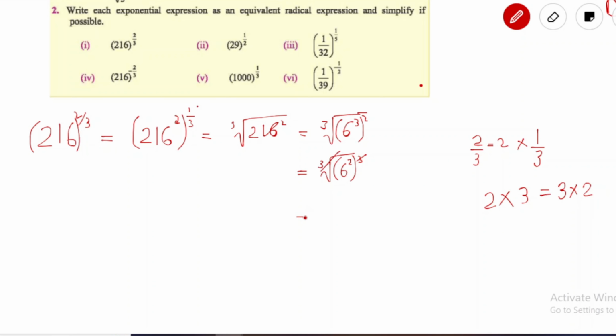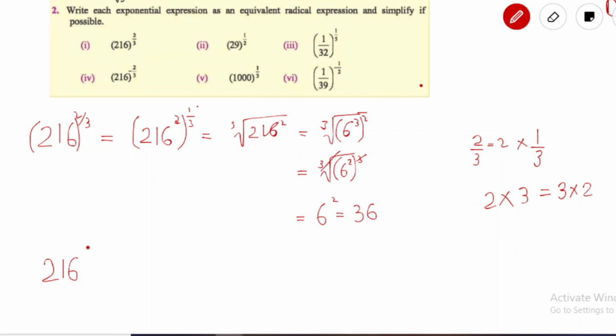And how do we cancel this? Because you know cube root is the fractional exponent. We have the 3 in the denominator, and this exponent is 3 in the numerator, so these two get cancelled, and 6 squared will be equal to 36. Then if we look at the other part, we have 216 raised to the power negative 2/3.